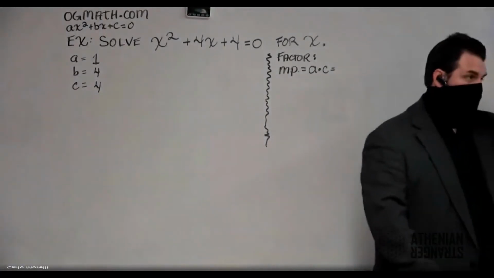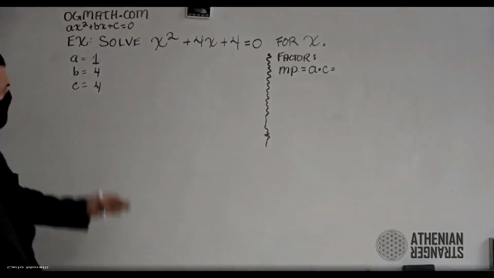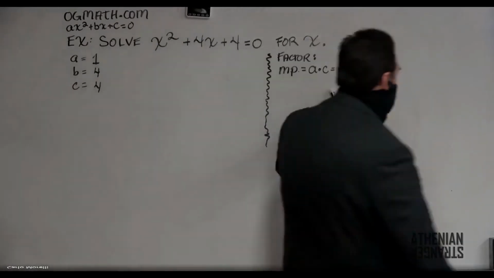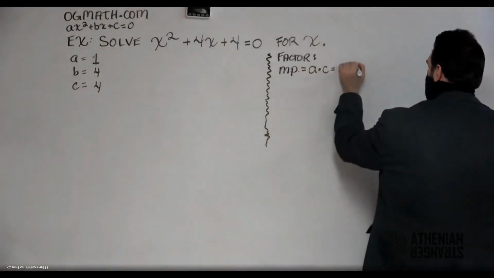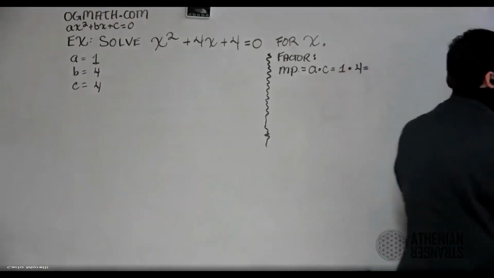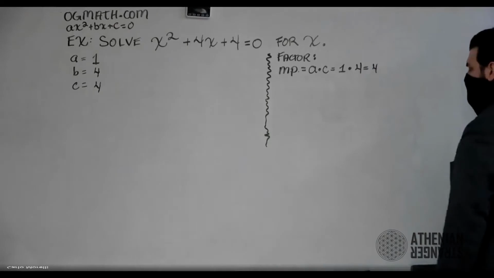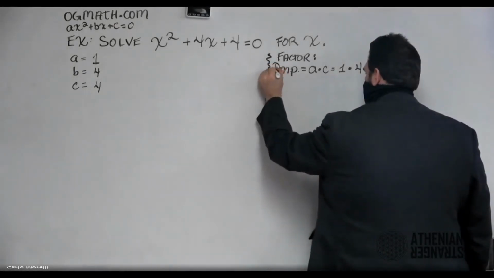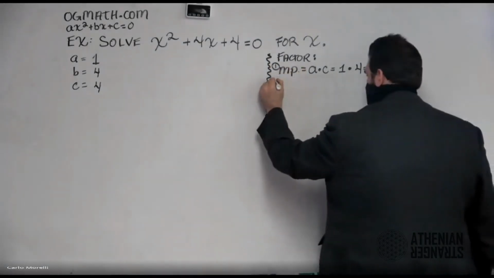Now, this is reason number two why I had you write out what A, B, and C are. Because now you don't have to think, do you? Just plug it in. A is 1 times C is 4. So the master product is 4. Okay, so I guess I should label this as step 1 of the factoring steps. Here's step 2.